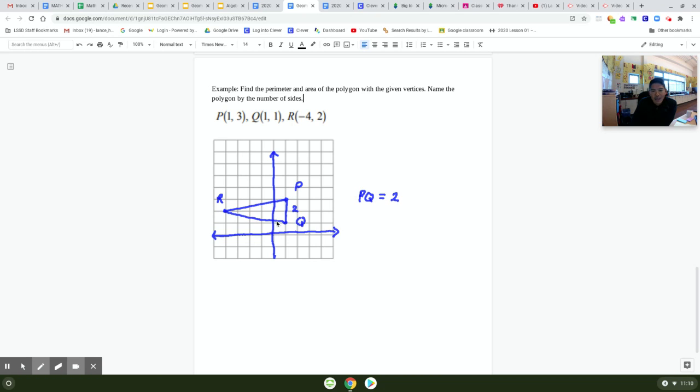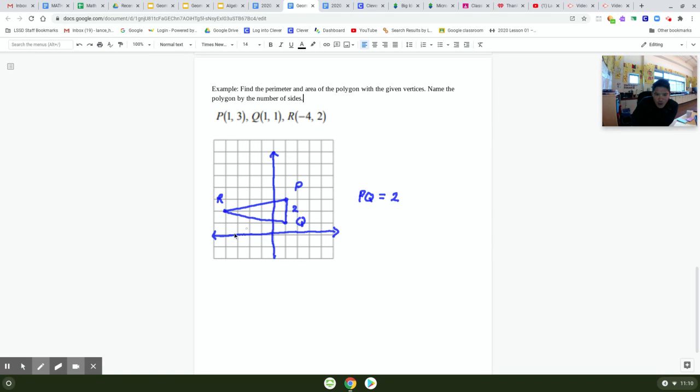To find the length of RQ or the length of RP, you could do one of two things. I could use the distance formula. Q is (1, 1), so I could label that x sub 1, y sub 1, and then R, x sub 2, y sub 2. So I could use the distance formula. Or here's something else I could do, which in reality, is actually doing the same thing. I could use a right triangle.